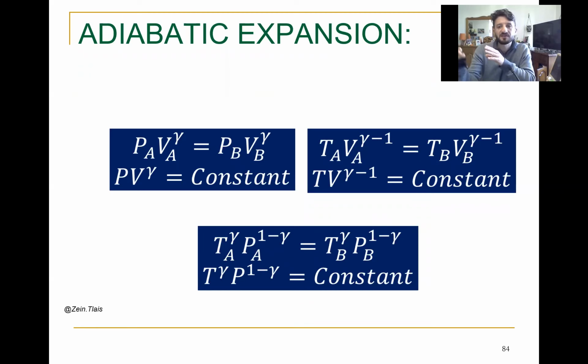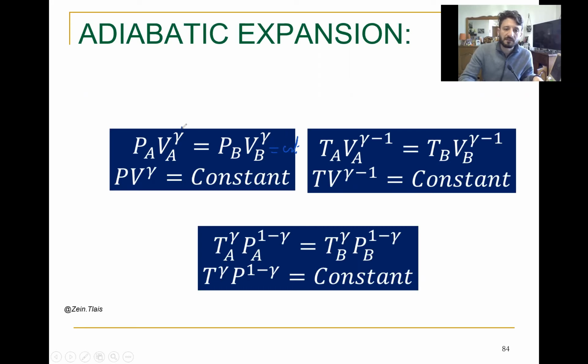TA VA, TB VB, and TA PA, TB PB. Unfortunately, you have to know these relations, okay? I don't give you them as a given value. You have to know PA VA power gamma equals PB VB power gamma, okay? Equals a constant value.